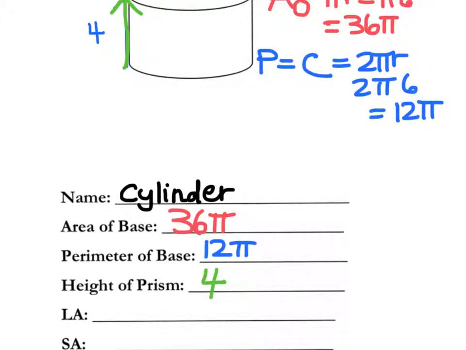And now, plug and chug. My lateral area is perimeter times the height, so that's 12 pi times 4. 48 pi.